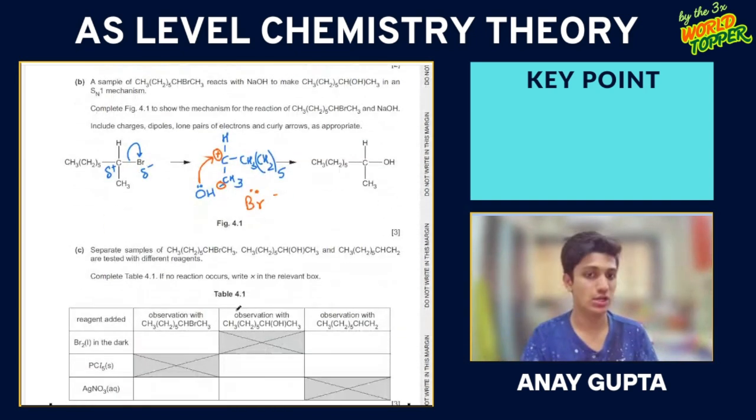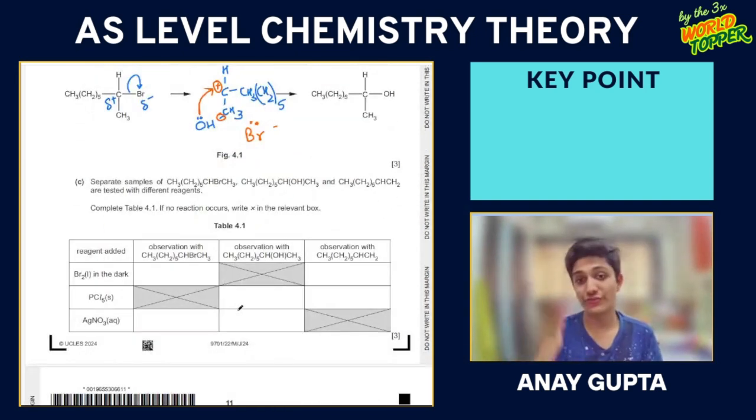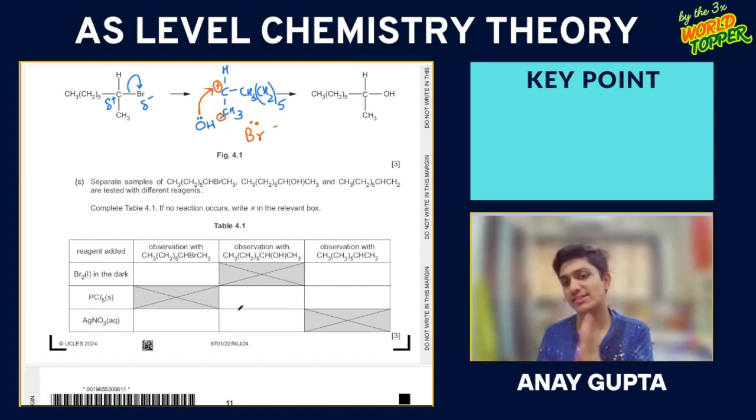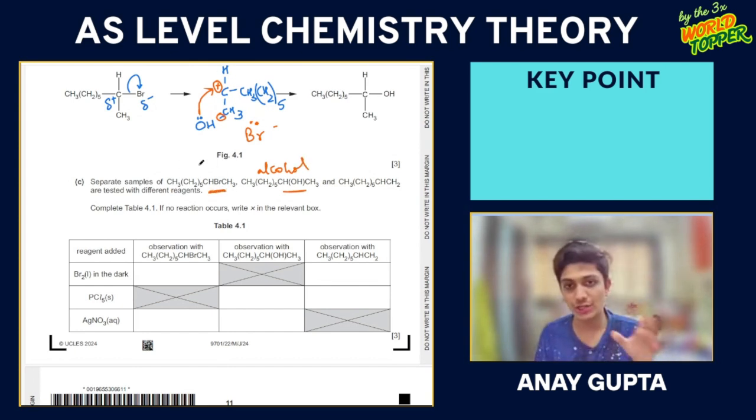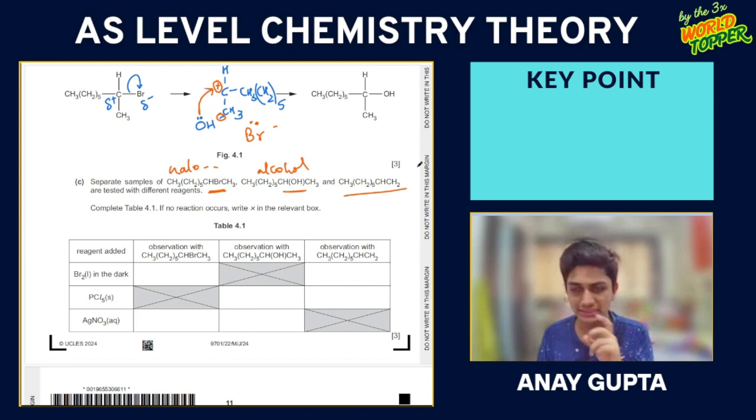Okay, next question. Separate samples of CH3CH2CHBrCH3, CH3CH2CHOHCH3, and CH3CH2CHCH2 are tested with different reagents. Okay, so if we just notice what mess has been created, we have to just focus on the functional groups. So this is a secondary alcohol. Okay, this is an alcohol. This here is a bromide, a halogenoalkane, right? A halogenoalkane. And this over here is a simple alkane.